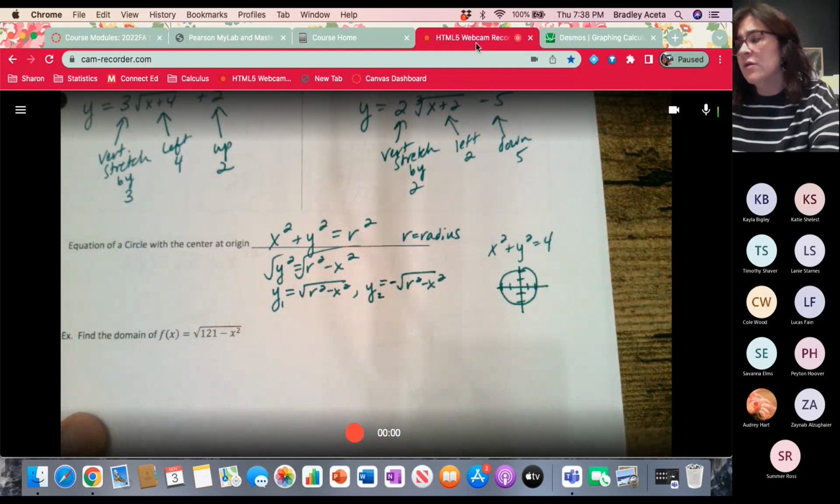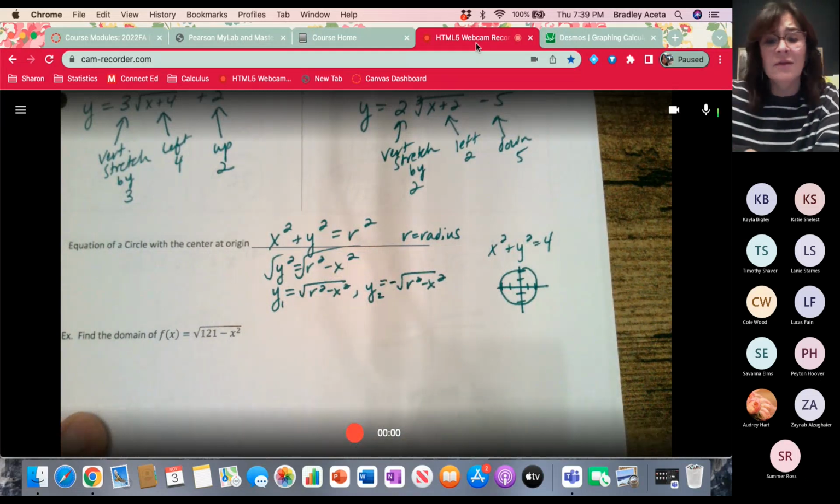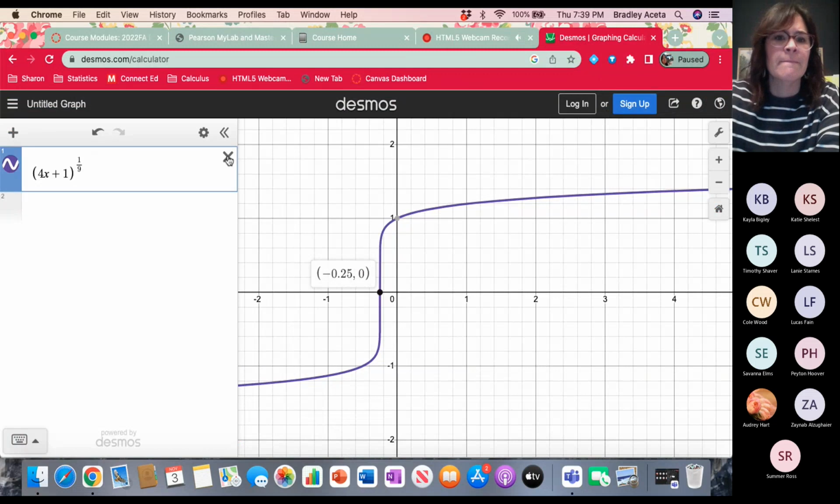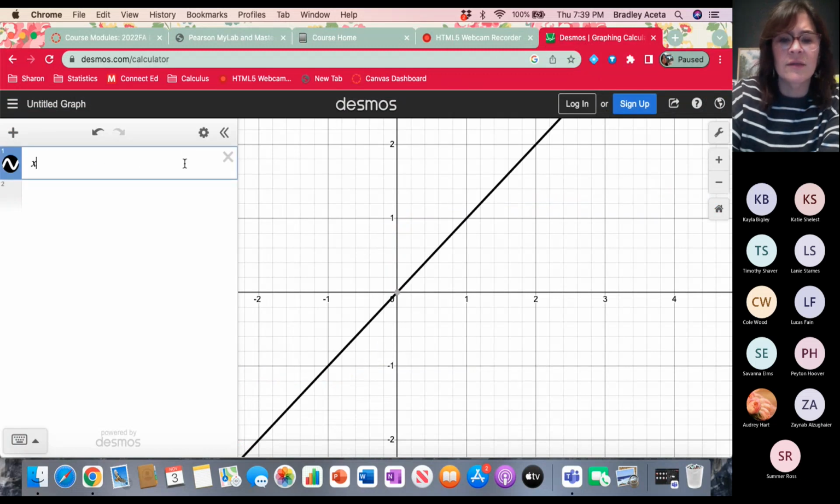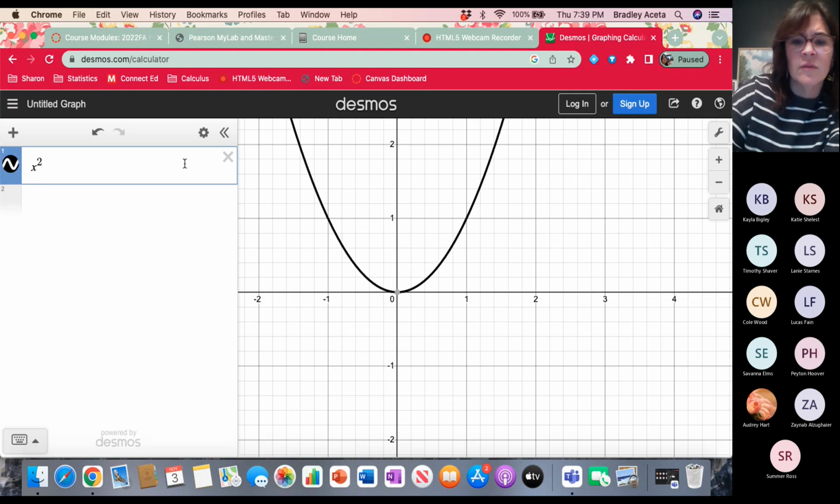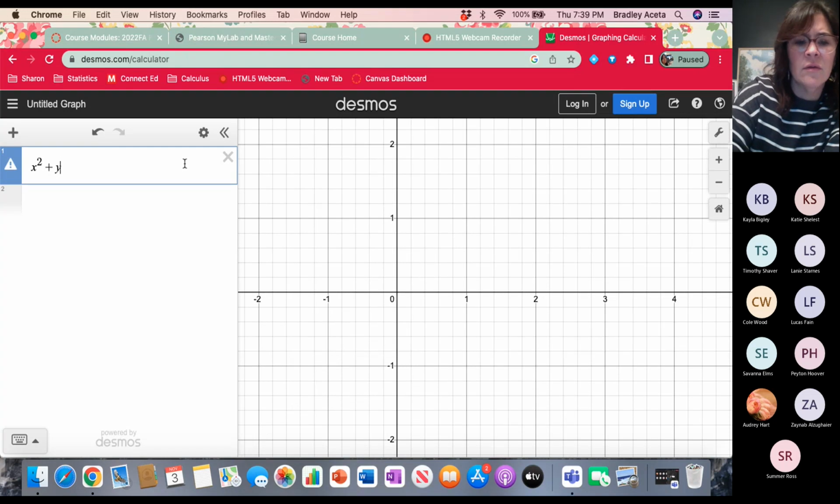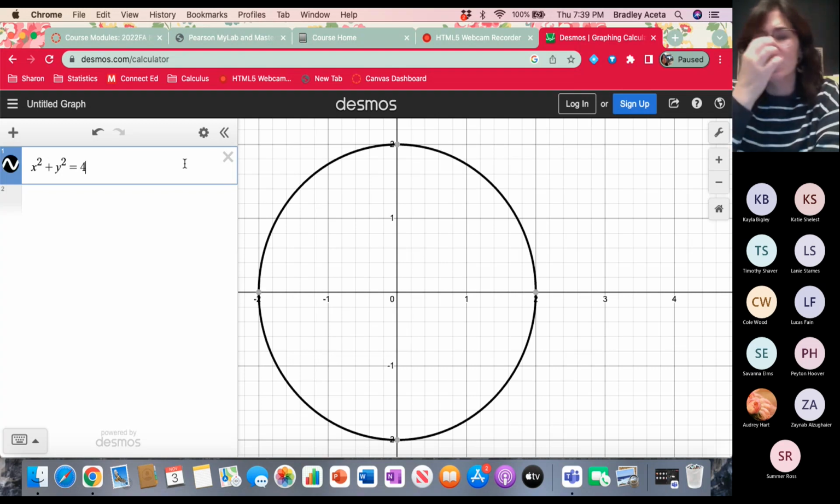I will tell you though, Desmos doesn't even need you to do that. You can literally type in x squared plus y squared, just like it is. And then just to show you, you can do x squared plus y squared, and I'll do equals 4 again. And it just draws a beautiful circle. But in the calculator, you actually have to, because the calculator only does y equals. So this is very, very, very nice. It gives you all the nice little coordinates right here.